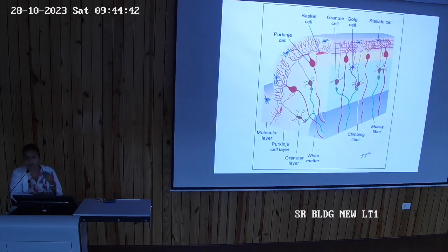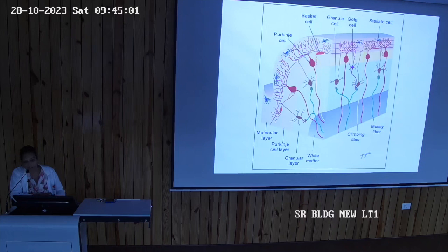So Purkinje cells are the middle layer. Then we have the inner layer, which is the granule cell layer, the third layer of the cerebellum. In this, we have small granule cells and large Golgi cells. Purple color denotes the Golgi cells, and these small ones are the granule cells.